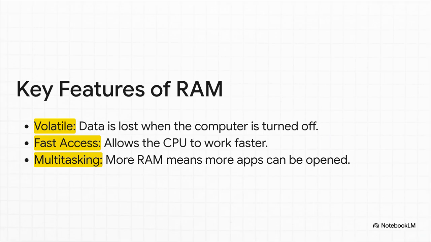Now, it's really important to get RAM's personality. First, it's volatile. That means it's like a real desk. Once you turn the lights off and go home for the night, it gets wiped clean. All that data vanishes.